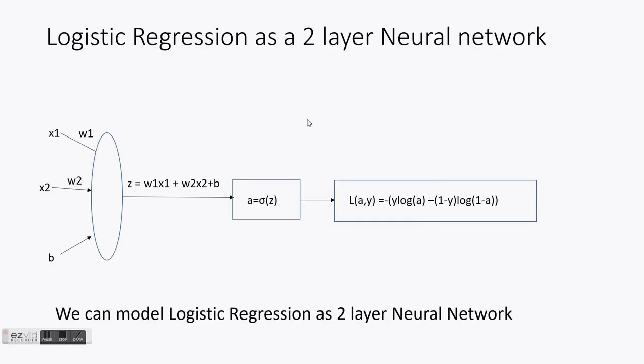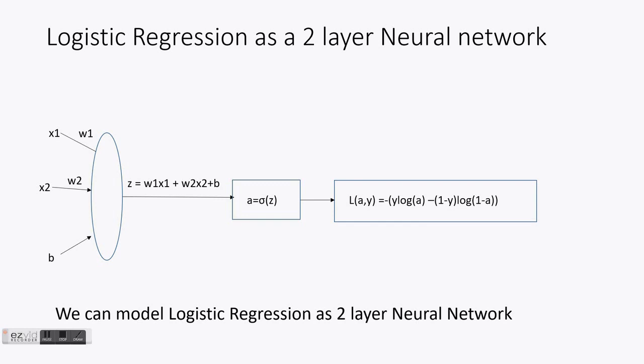So let us consider logistic regression as a two-layer neural network. Assuming we have two input features x1 and x2 and a bias, we choose a set of weights w1 and w2 and a bias, and we compute the linear equation z is equal to w1x1 plus w2x2 plus b. So we have the linear equation, and then we pass it through the sigmoid function to give us an estimated output, which is either very close to 0 or very close to 1.